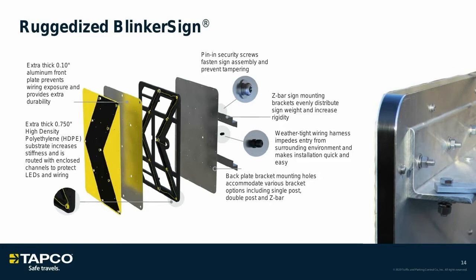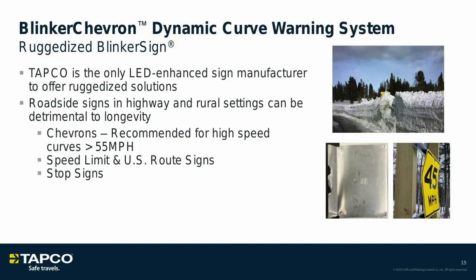We also utilize these in different areas where high wind is a concern. So here in North Carolina, I live in Wilmington, we've had hurricanes every single year since I've been here. So anywhere up and down the coast, if you want to utilize a ruggedized blinker sign, you certainly can. It does not have to be a chevron sign. It can be any sign that we have that we can make ruggedized. But again, the majority of these are done through our dynamic curve warning system because of the high speed, but also with the wind that comes off the vehicles or the high profile vehicles that come through those areas.